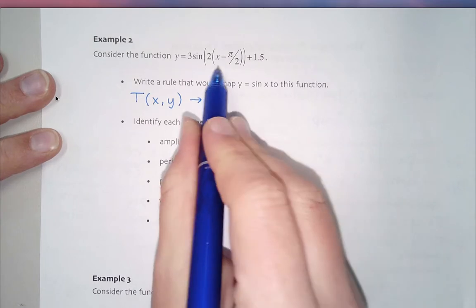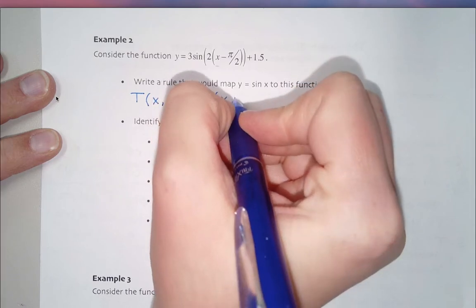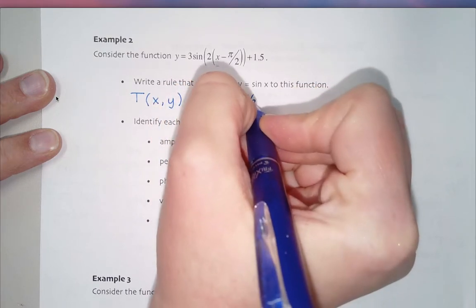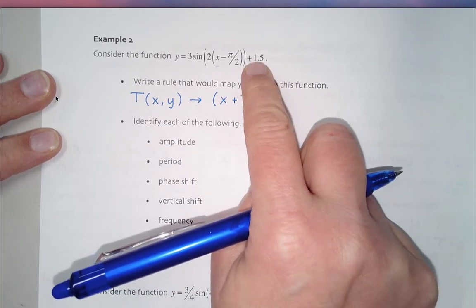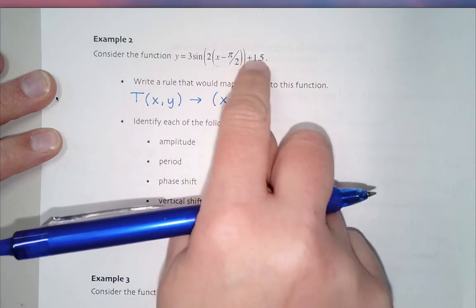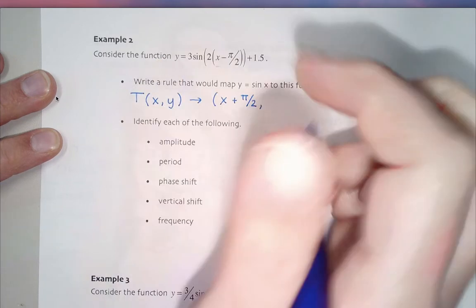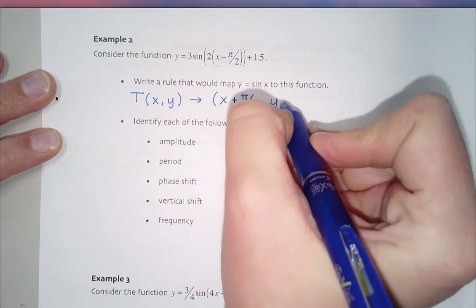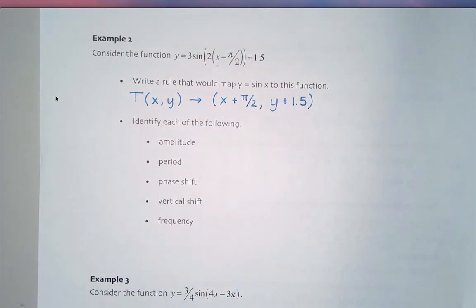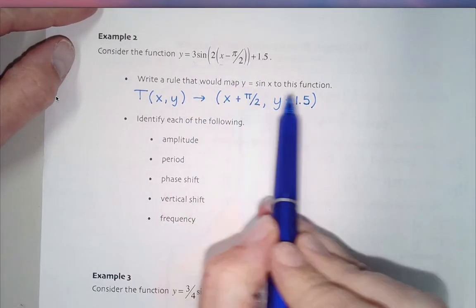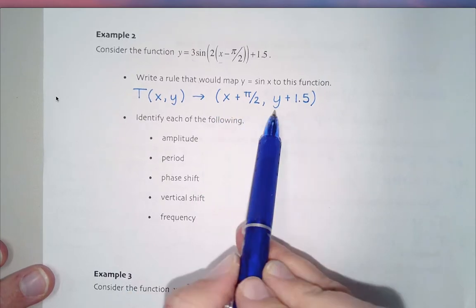When I see this inside my equation, x minus pi over 2, I know that in my rule I'm going to have x plus pi over 2 because it's opposite. For the y, it's really this 1.5. That would be my vertical shift, and we don't have to take the opposite of this one because if we were to move it back over with the y, it would be a minus. So in our rule, we would want it to be a plus, just like it's showing up in the equation now. If I look at this graph compared to the parent function, I should be able to see that it's shifted over to the right by pi over 2 and up by 1.5.